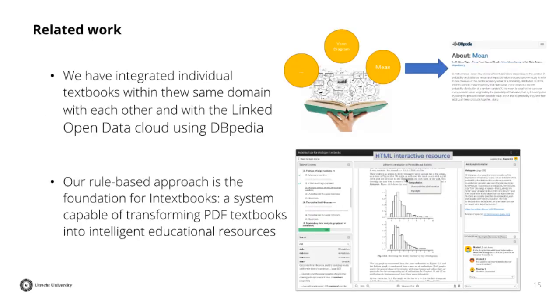Related to this work, we have taken individual textbooks within the same domain and integrated them with each other and with the linked Open Data Cloud using DBpedia. For example, individual terms like mean and Venn diagram are linked to their corresponding resources in DBpedia. Also, our rule-based approach is the foundation for InTextBooks, a system capable of transforming PDF textbooks into intelligent educational resources.